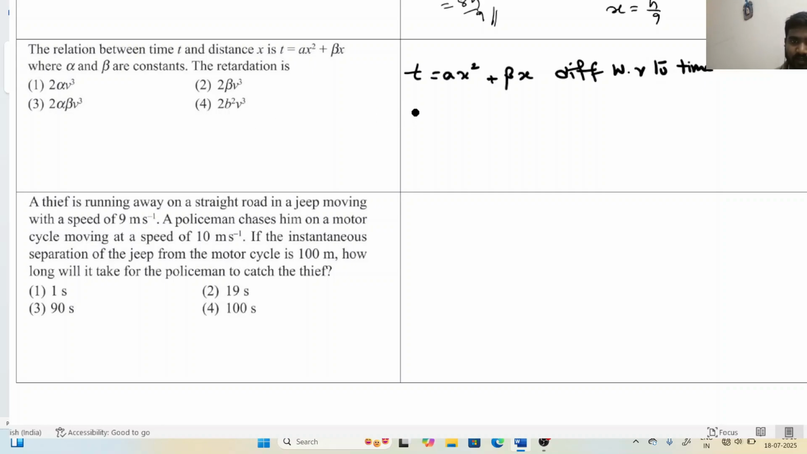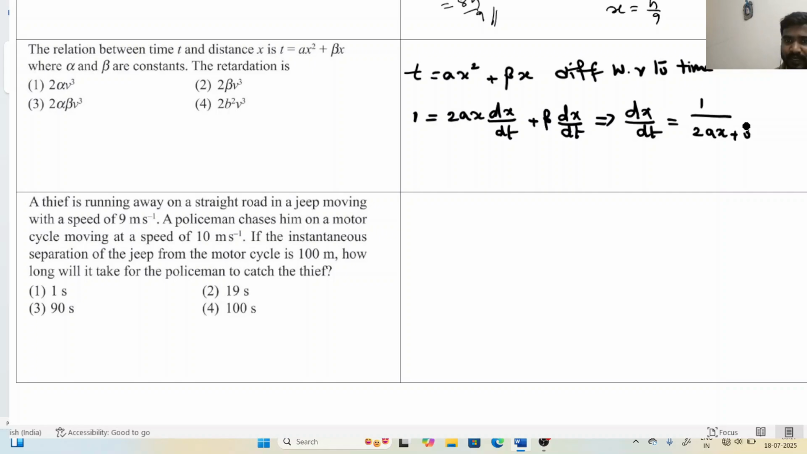Differentiating time with respect to t gives us 2 alpha x times dx by dt plus beta times dx by dt. From this equation, dx by dt equals 1 upon 2 alpha x plus beta. Take this as equation number one.